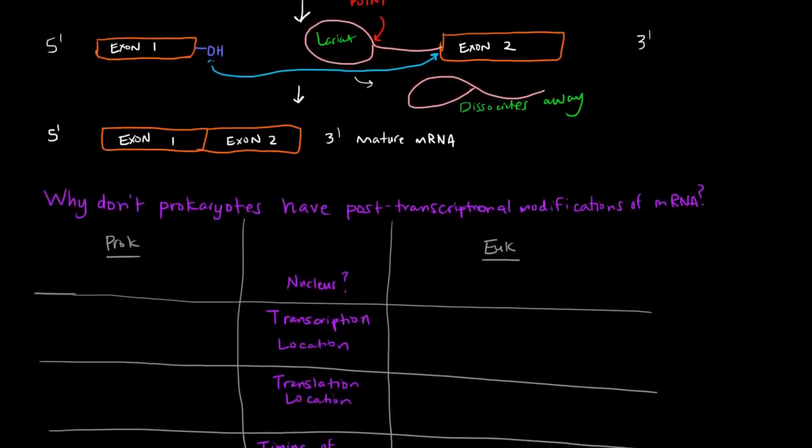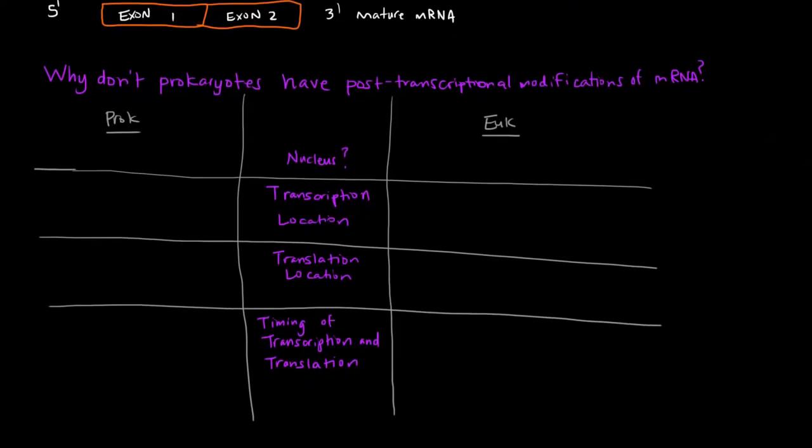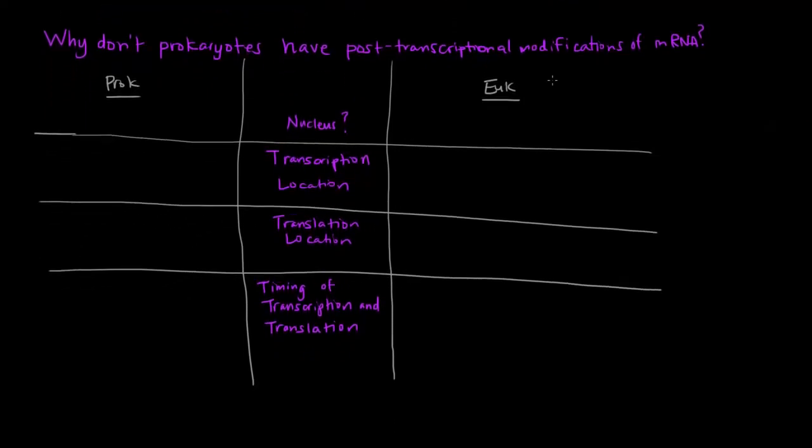Now, maybe you thought about this earlier, but why don't prokaryotes have post-transcriptional modifications of mRNA? Well, to answer that, we have to answer these questions here. Do prokaryotes have a nucleus? No. Do eukaryotes have a nucleus? Yes. Now, where does transcription occur in each of these types of cells? In prokaryotes, transcription occurs in the cytosol, because prokaryotes do not have any membrane-bound organelles. They don't have a nucleus. In eukaryotes, transcription does occur in the nucleus.